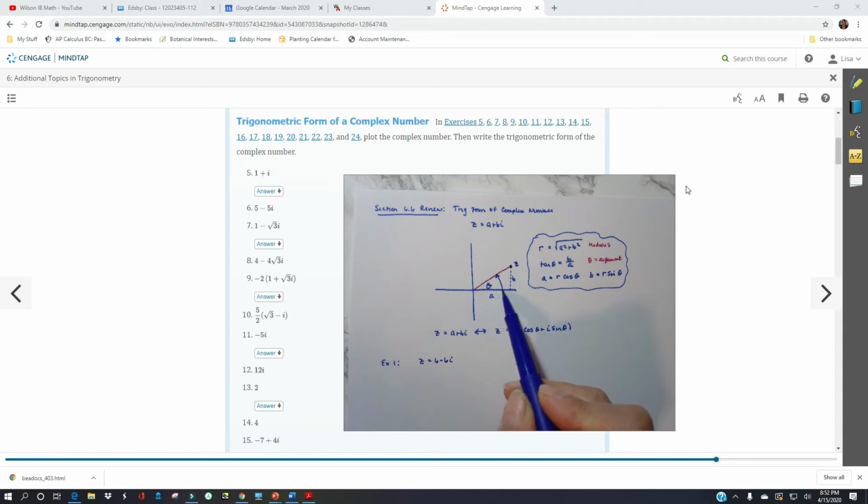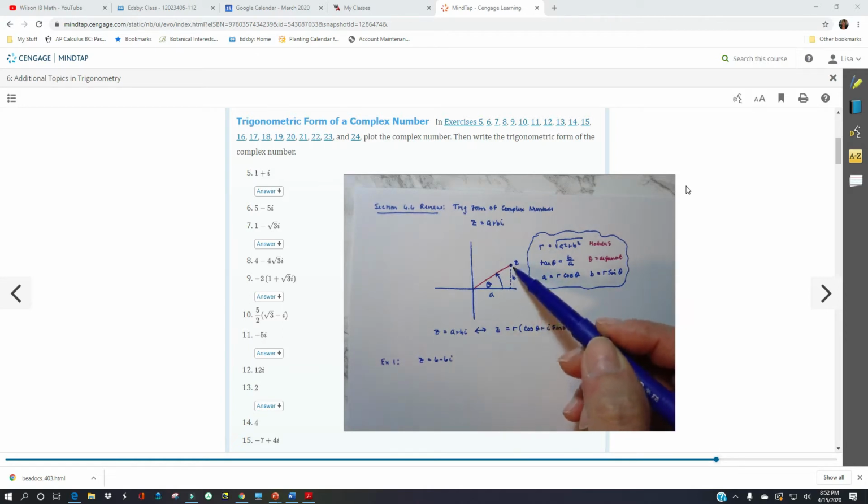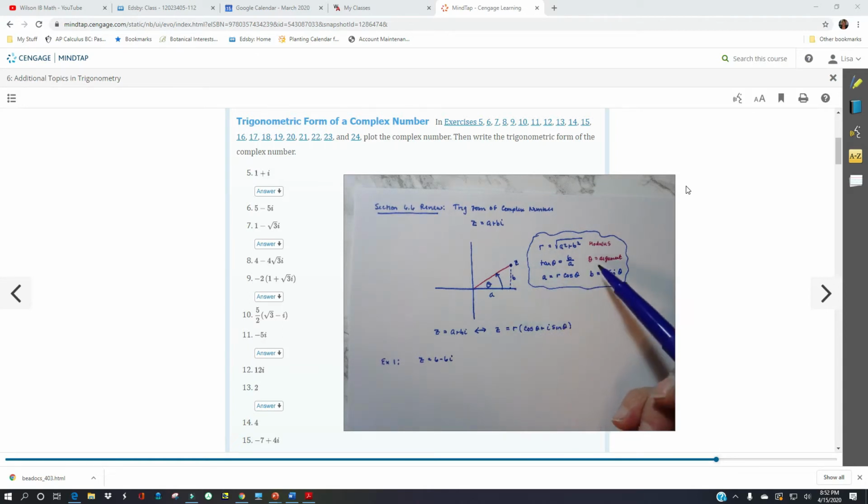So this is a, and we know from trig that the xy coordinates are cosine theta comma sine theta. So this a here is a combination or a product of the modulus times the cosine of theta, and this vertical distance is the product of the modulus times the sine of theta, or the y coordinate of the point.